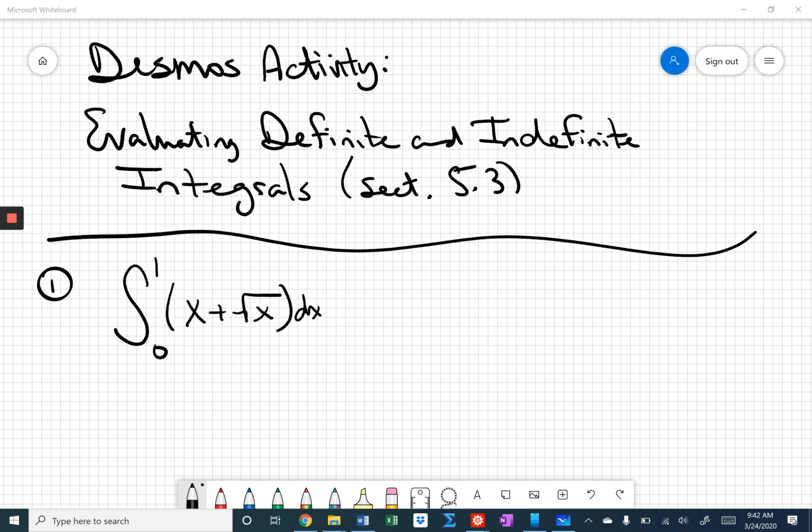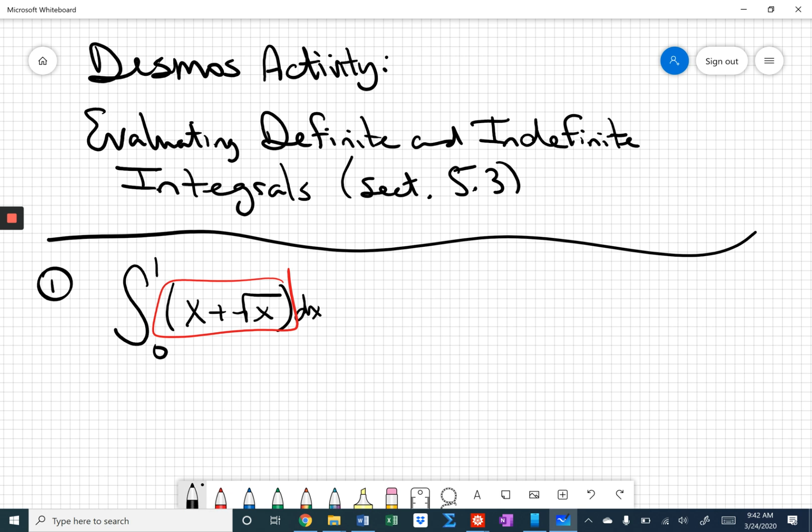To this Desmos activity. All right, so we're going to apply the fundamental theorem of calculus, or the evaluation theorem. Since this is section 5.3, we should be calling it the evaluation theorem, but ultimately it's going to be the fundamental theorem. So I need to find an antiderivative of the integrand right here, and then I'll plug in 1 and 0 and then subtract.